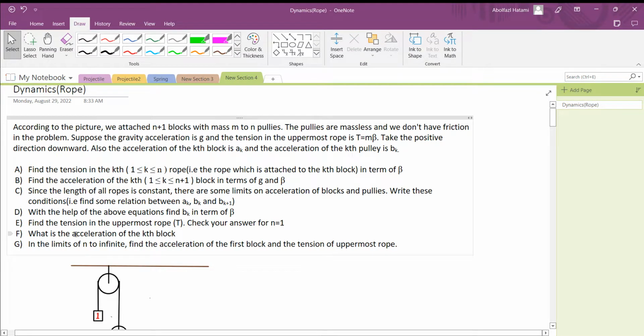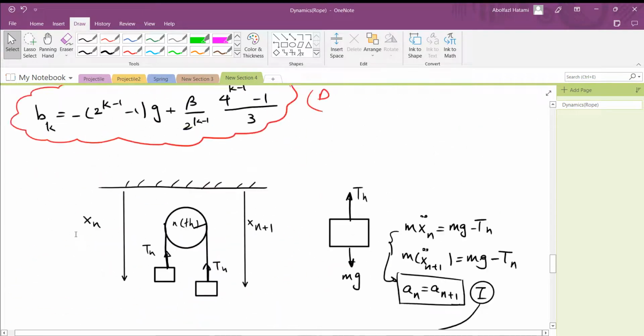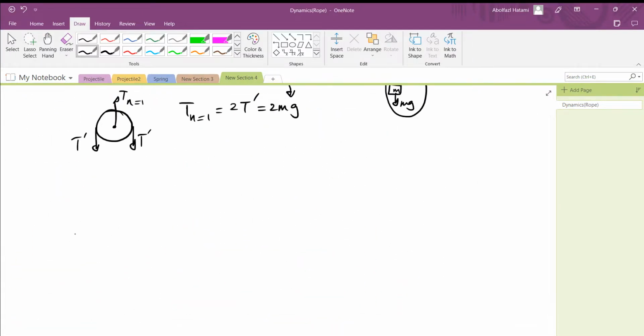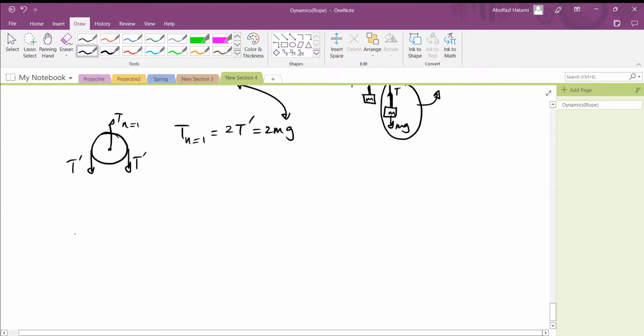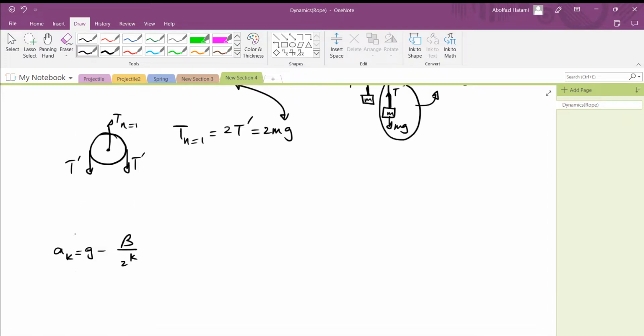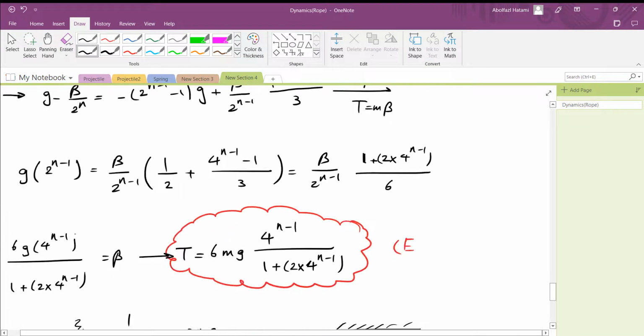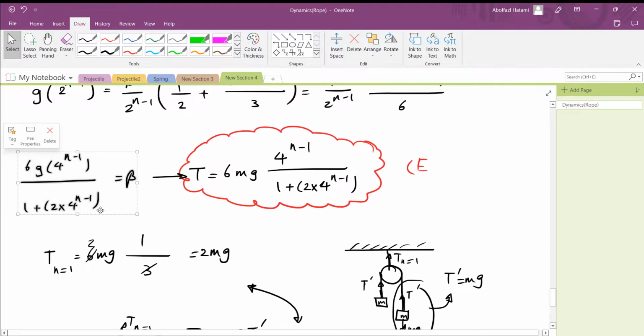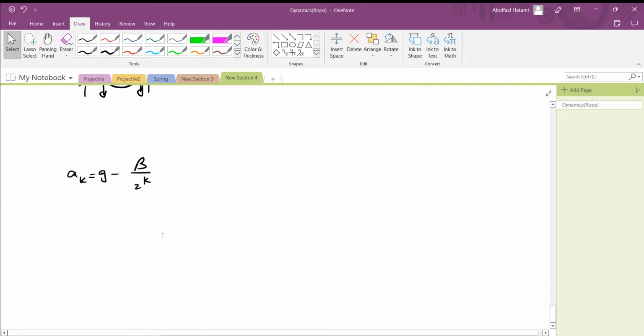What is the acceleration of the kth block? The acceleration of the kth block was ak equals g minus beta divided by 2 to the power k. And we also found beta. What was beta here? This was beta. Let me copy this and paste it here.